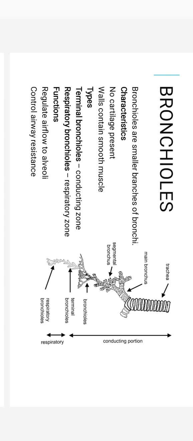This process is clinically important because in disease conditions like asthma, bronchioles become narrowed due to inflammation and smooth muscle contraction, leading to breathing difficulty. Bronchioles are mainly of two types: terminal bronchioles and respiratory bronchioles. Terminal bronchioles belong to the conducting portion and mainly transport air. Respiratory bronchioles belong to the respiratory portion and participate in gas exchange.